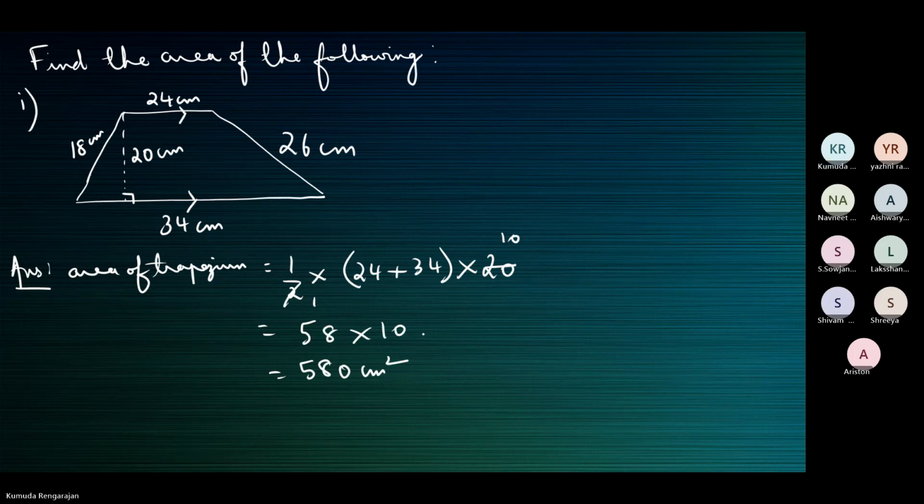So sometimes more information will be given to confuse children. You should be clear. 18 and 26 are just too much information about the trapezium, which is not required to find the area of the trapezium. It's just to confuse you, to make you think again if you should take 20 or 18 or 26. So 18 and 26 are extra information, not required to find the area. Half into sum of the parallel sides, 24 plus 34, into the distance, 20.